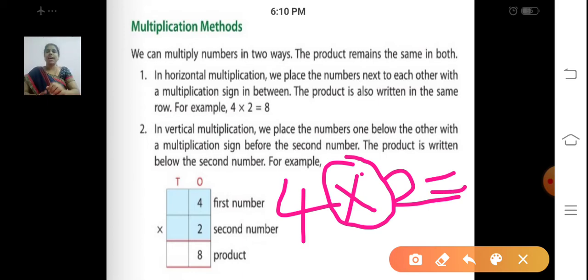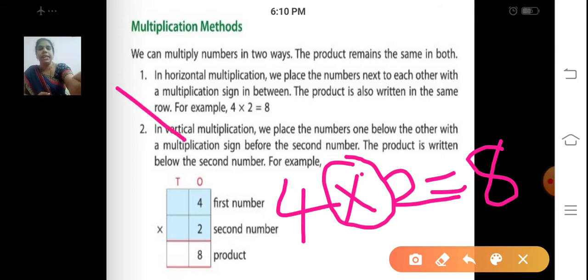So now tell me, what is the answer for 4 2s? 4 into 2? 4 2s are 8. Where will you write the answer? In the same row. So in horizontal multiplication, the answer also we will write in the same row. How will you write the numbers? Next to each other. We'll write the numbers next to each other and we'll place the multiplication sign. This is the multiplication symbol, right? So this symbol we will place in between and the answer where we will write? In the same row.